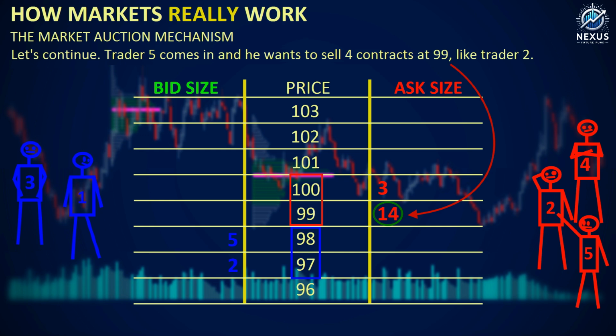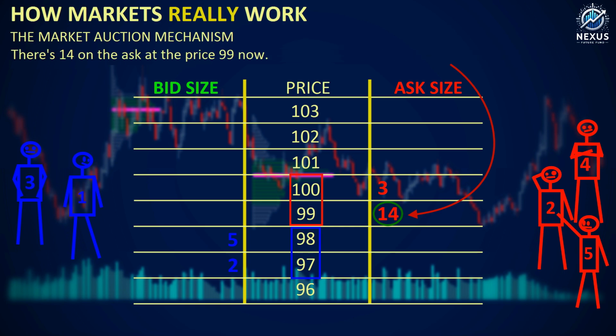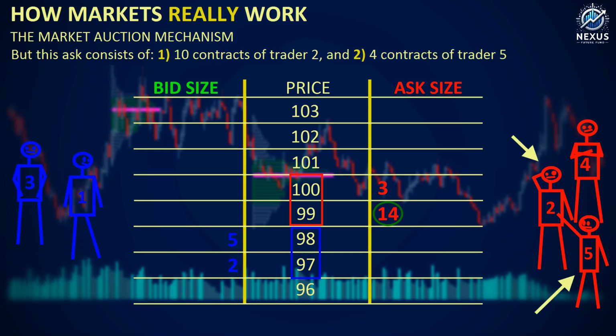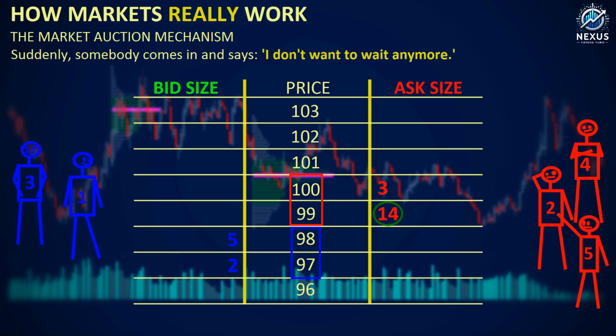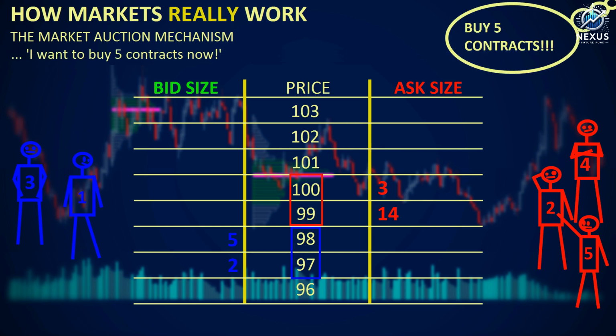Let's continue. We've got 1 more seller, trader number 5, who wants to sell 4 contracts at a price of 99. So same as trader number 2. So the ask is now 14. And this ask size of 14 consists of 10 contracts of trader number 2 and 4 contracts of trader number 5. Still, nothing happens. But suddenly, somebody comes in and says, I don't want to wait anymore. I want to buy 5 contracts now.